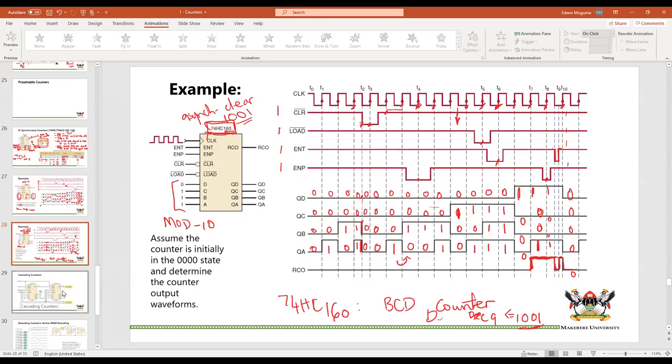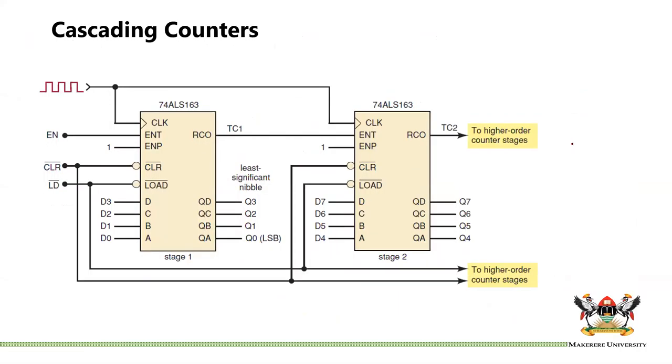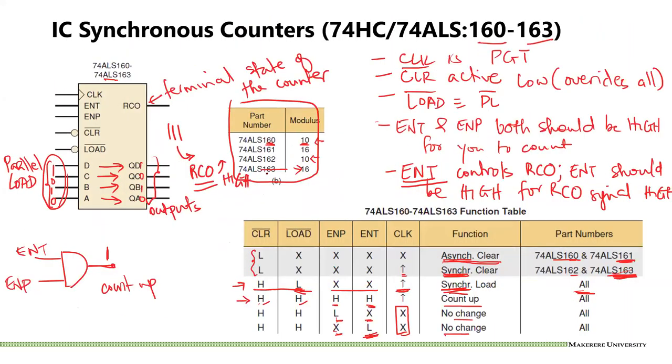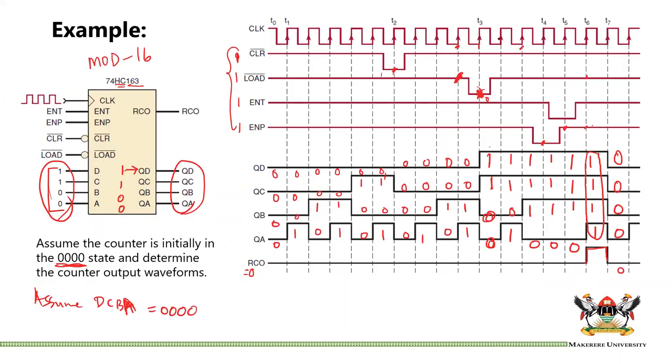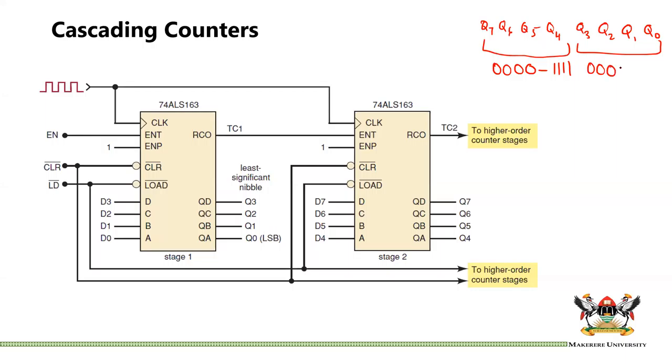Now, we want to move on and go to this. This is a way we can cascade counters. So we have two counters here, side by side, and these are the 163 counters. Each of them is mod 16. Our outputs are Q7, Q6, Q5, Q4, Q3, Q2, Q1, and Q naught. So this is one counter that can move from 0000 to 1111, and this is another counter that can move from 0000 to 1111.